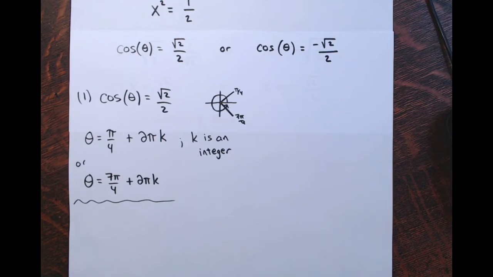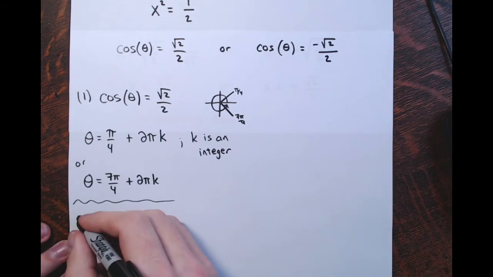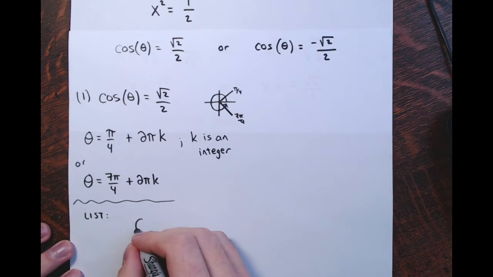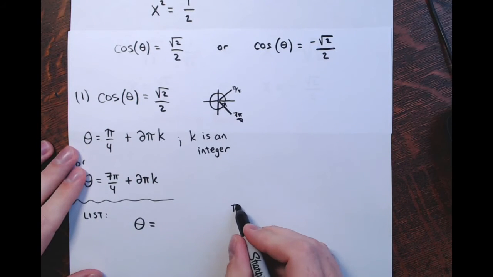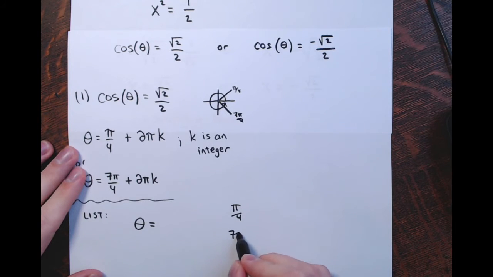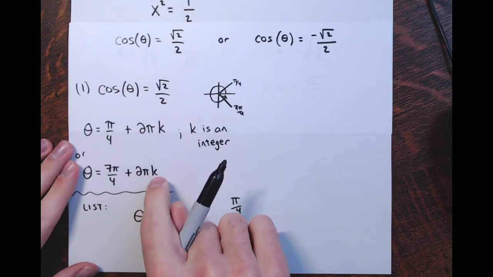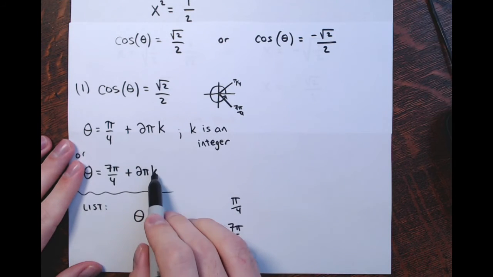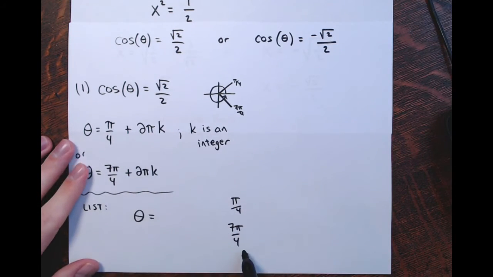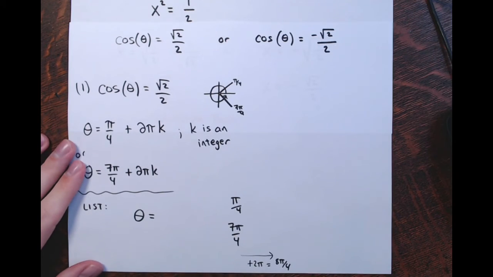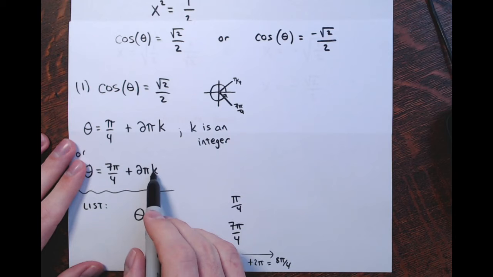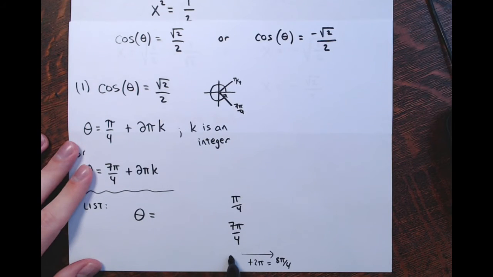But we only want certain ones. Now I'm going to list some off. Right, here's a list of some solutions. Theta could be equal to pi over 4, 7 pi over 4. Right, those are solutions when k equals 0. And then when I increase k by 1, it's just adding 2 pi. So going this way, I'm just going to be adding 2 pi, which is 8 pi over 4. Right, get a common denominator. And when I decrease k by 1, that'll just be subtracting 2 pi.